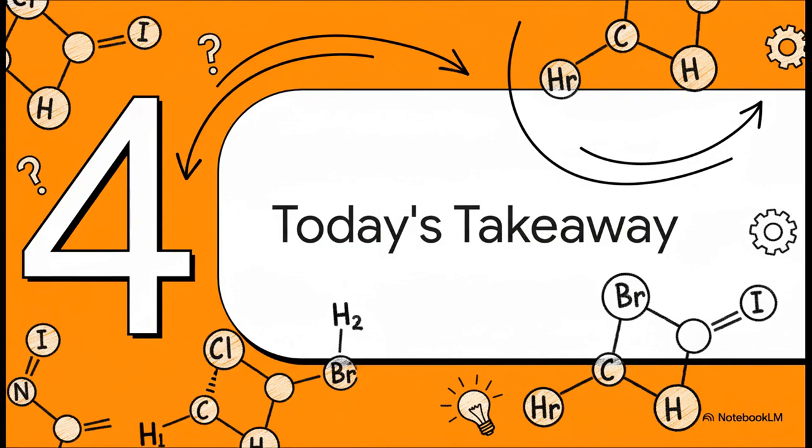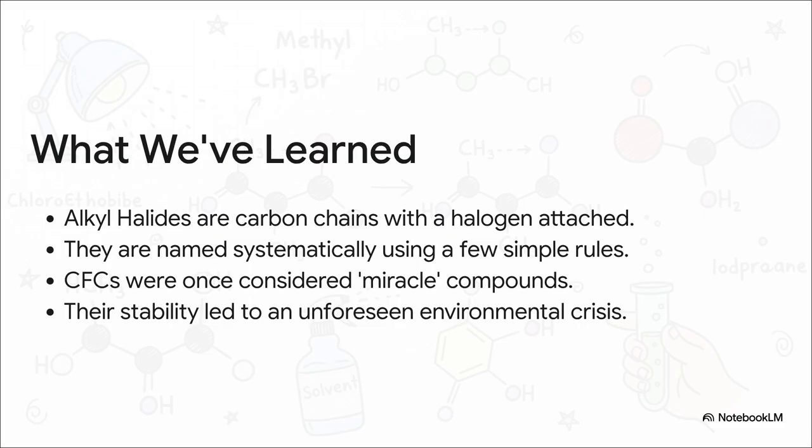So let's wrap this up and go over the key things we've learned today. We started with the very basics, right? Alkyl halides are just carbon chains with a halogen attached. We learned the simple, logical rules to name them, turning these complex-looking structures into a clear, understandable code. And then we connected all of that to the real world with the story of CFCs, compounds that were celebrated for their stability, the exact property that let them drift into the upper atmosphere and cause a global crisis.